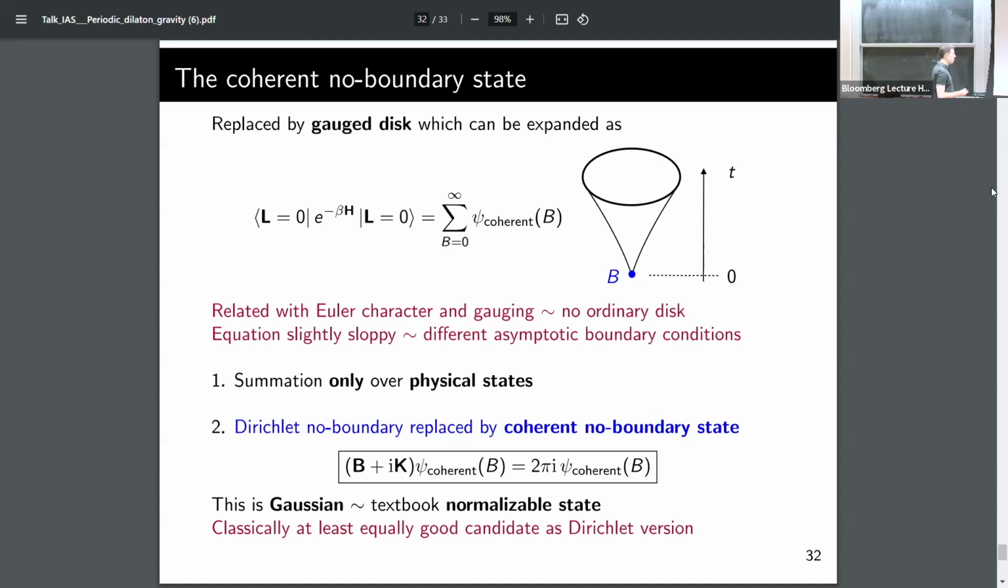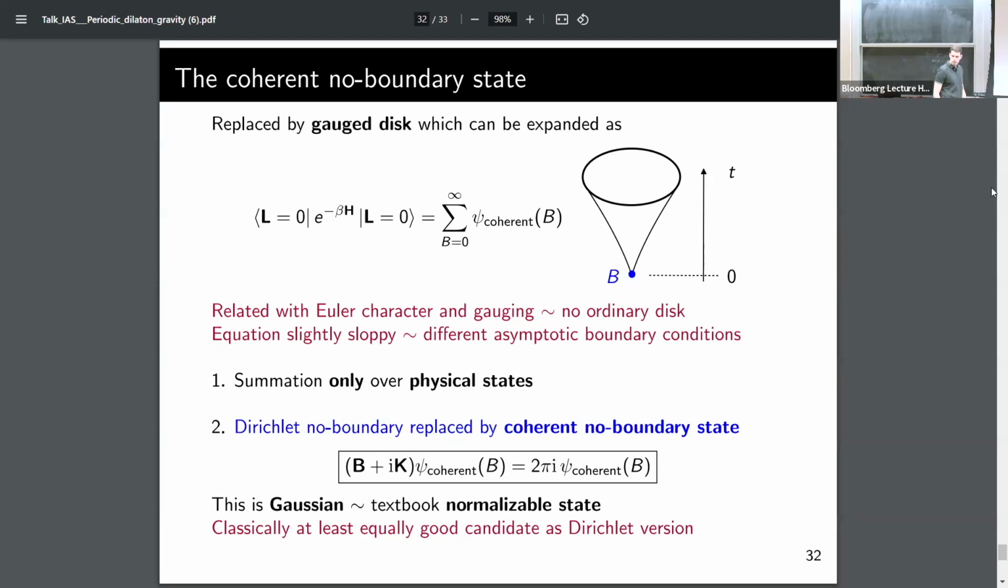And then we can ask, what is this wave function on the Big Bang cosmologies? It turns out that more or less this is actually a coherent no boundary state. Ordinary no boundary states would maybe fix b to 2 pi i or fix k. But this is a coherent combination that has classically the same effect, but looks quantum mechanically very different. In particular, coherent states are Gaussian wave functions, and this leads to a textbook normalizable state.